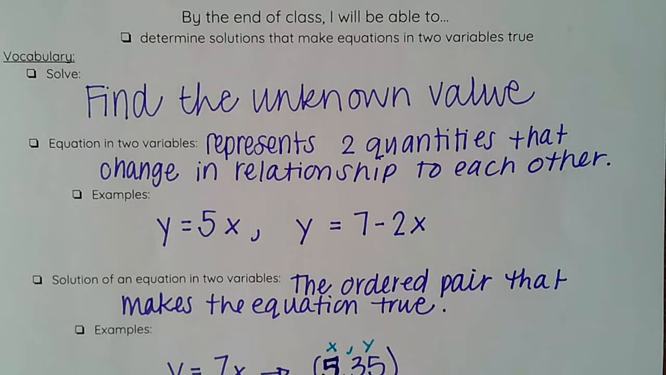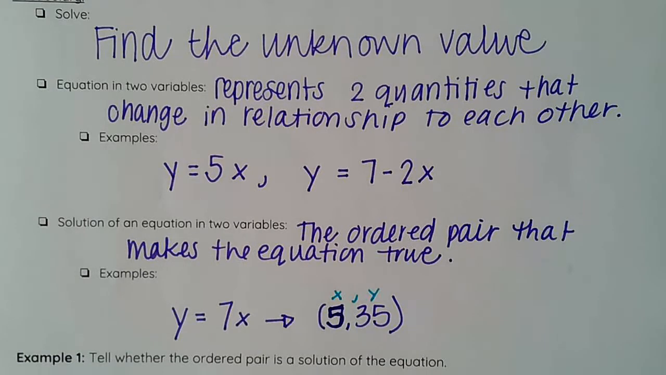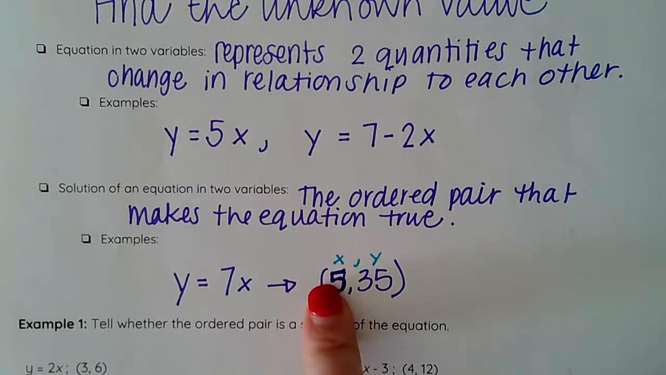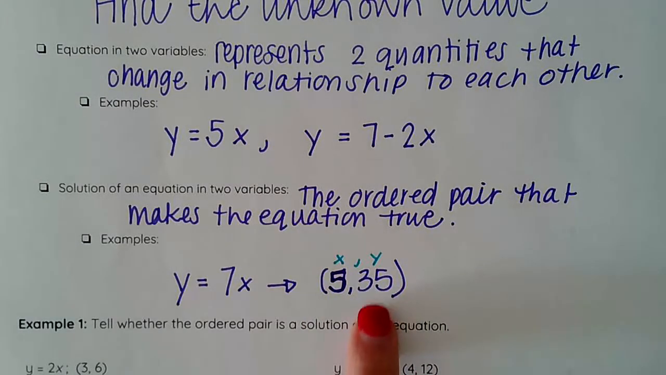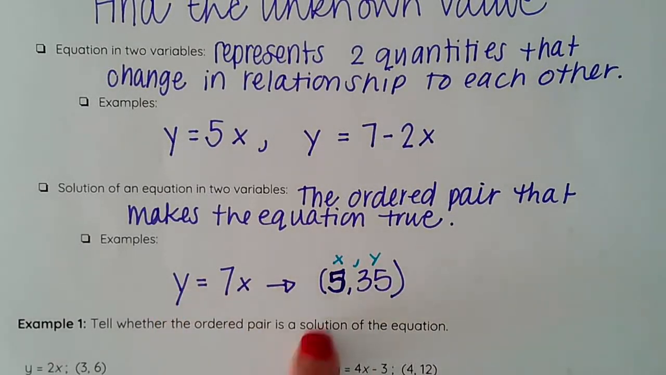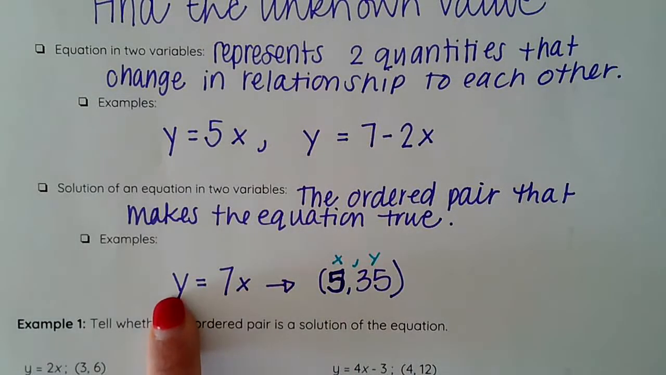Because we have two variables, our solution of an equation in two variables is an ordered pair that will make our equation true. Remember that our ordered pairs are always written x, y. So we can check ourselves by saying, okay, 5 substitutes in for x and 35 substitutes in for y. If we substitute 5 here, 7 times 5 does in fact equal 35. So that would make our equation true.